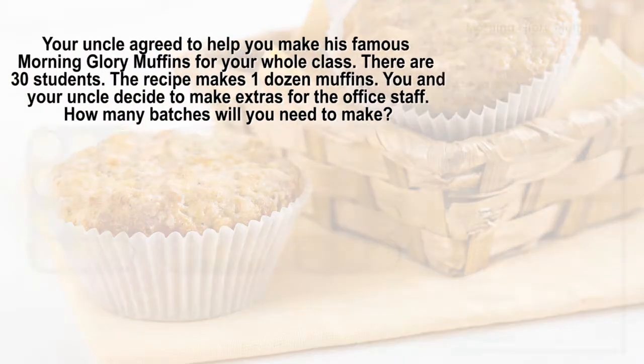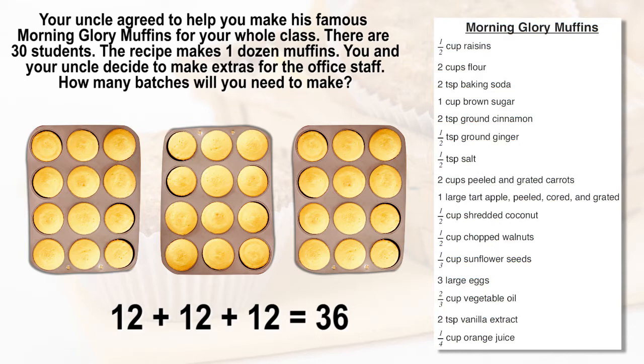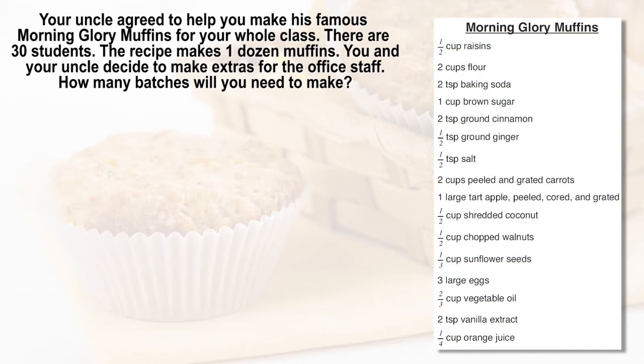In this situation, we need to make at least 3 batches. 3 batches of 12 muffins each would give us 36 muffins, which would provide enough for the whole class and several left over for the office staff. We must now determine the correct amount of each needed ingredient to prepare 3 batches of muffins. The recipe for Morning Glory muffins is shown.